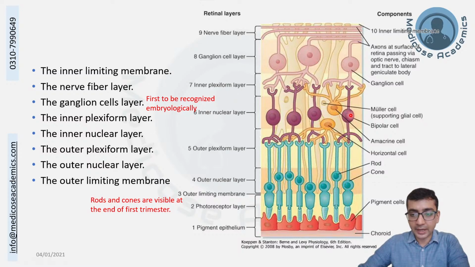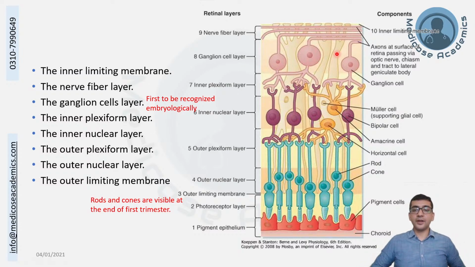Then there is the layer of bipolar cells. Then there is the next layer of synapse between the bipolar axons and the next neurons, that is the inner plexiform layer. And the next neurons are the ganglion cell layer.